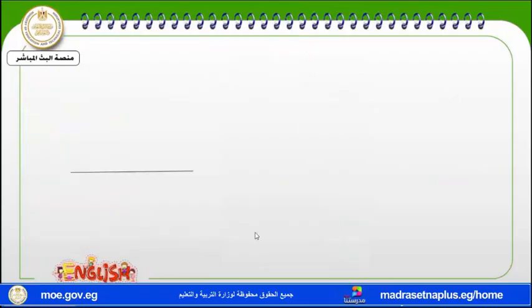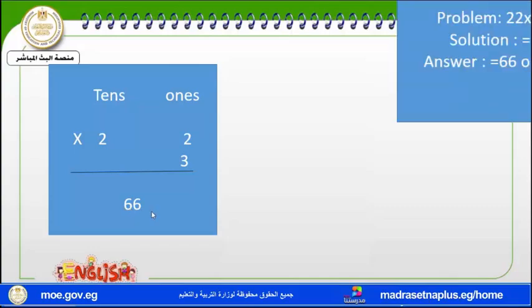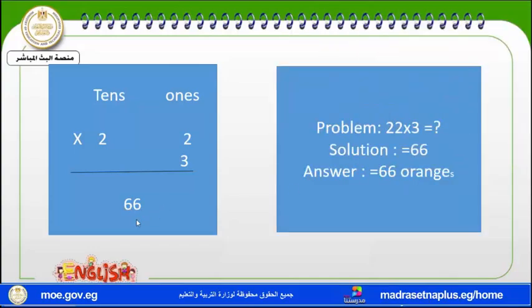If you multiply it, we will get it like that. The tens with 20 and the ones with 2, and the single digit with 3. So 2 multiplied by 3 equals 6. 20 multiplied by 3 equals 60. So the total number is 66. So the problem was, if we multiply 22 by 3, what will we get? Great, we get 66. So we have 66 oranges.